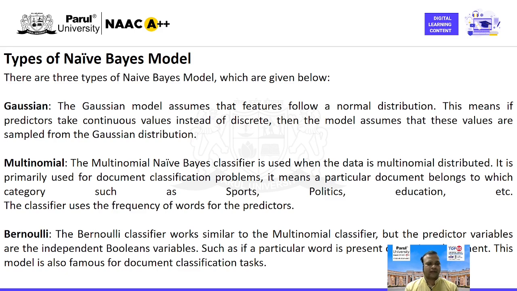Okay, and last one is Bernoulli classifier. The Bernoulli classifier works similar to the multinomial classifier, but the predictor variables are independent Boolean variables, such as whether a particular word is present or not in the document. This model is also famous for document classification tasks.